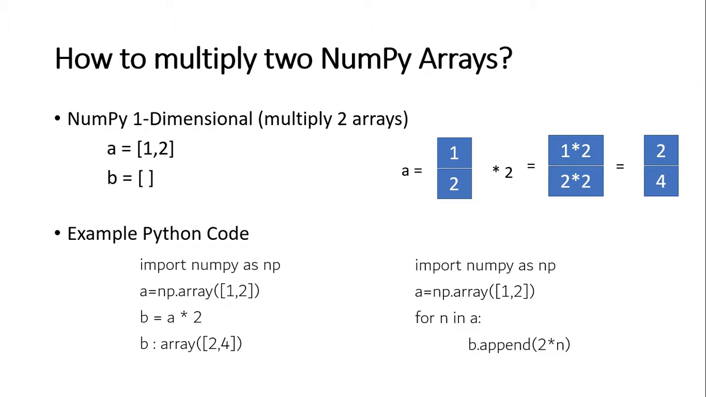If you go for the code, this is the only difference: here we are writing B equal to A into 2. Means whatever elements are there in the A array, all the elements we need to multiply with 2. This is an alternative code for the first one.